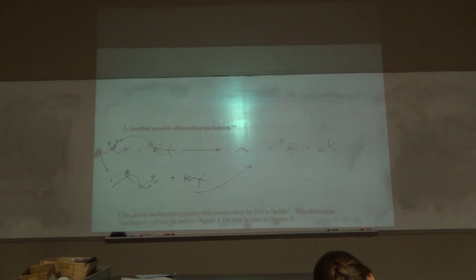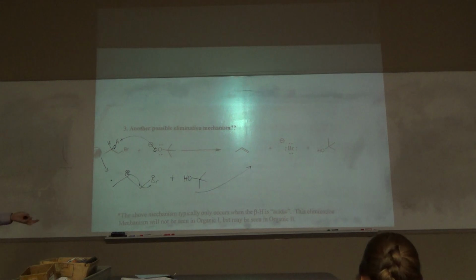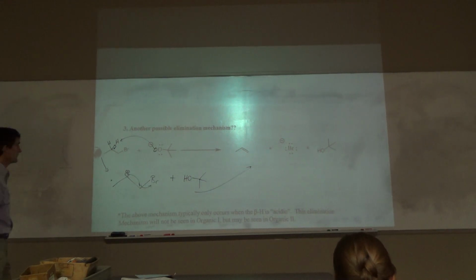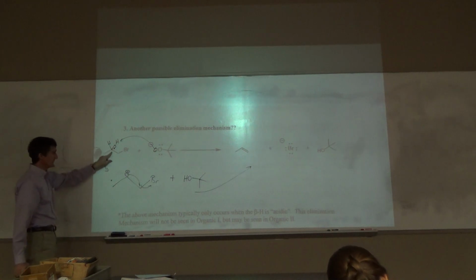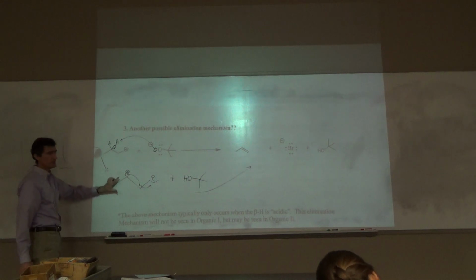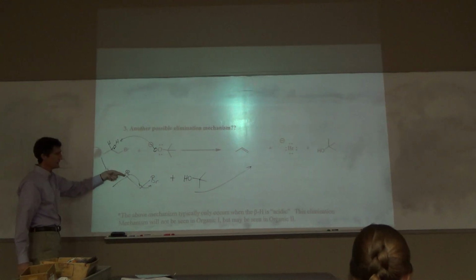This is a third different mechanism. We did not do this in the previous two. This is not a mechanism that we're going to be doing. It's not E1 or E2, which are the only elimination mechanisms we're going to be doing. Don't ever want to do this, because these H's are not acidic. They're not acidic. So we're not going to do a classical acid-base reaction to make a carbanion.